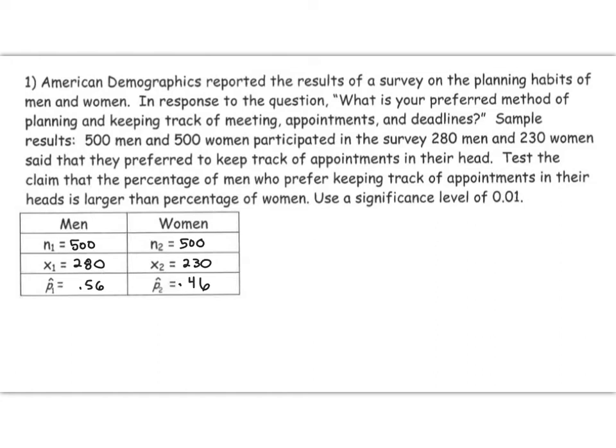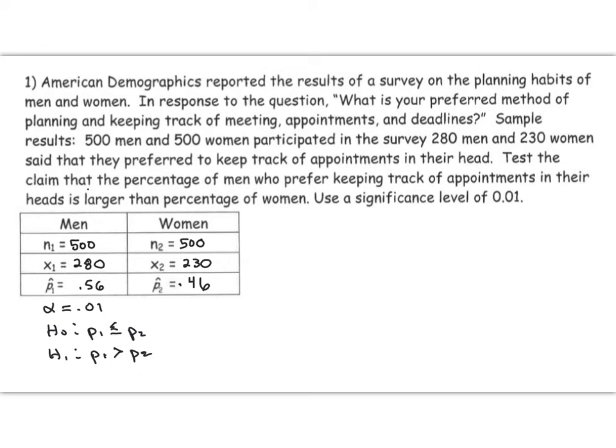So let's set this up. We know that alpha is 0.01, and we need a hypothesis. My null hypothesis is going to be P1. Let's see, test the claim that the percentage of men who prefer keeping track of their appointments in their heads is larger than the percentage of women. So I could do equals P2 or is less than or equals P2. It doesn't matter, either one is fine. And then the alternate hypothesis is that P1 is greater than P2.